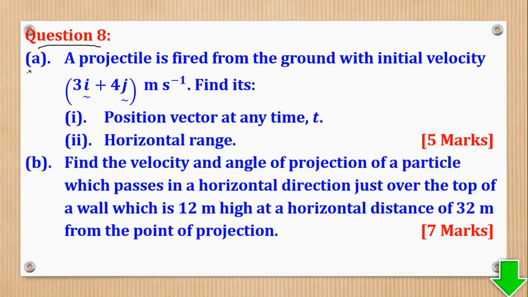Question 8 says, part A, a projectile is fired from the ground with initial velocity of this. Find its Roman 1 position vector at time t and Roman 2 horizontal range. So let's start with those ones.